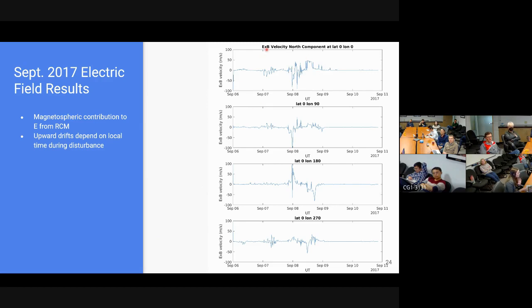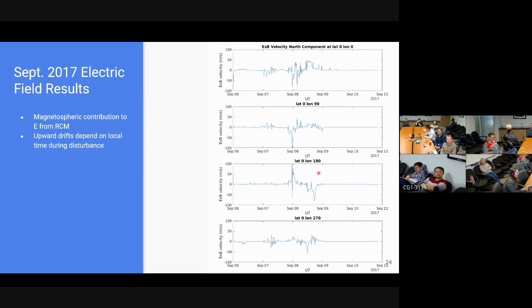And so we can see during the initial phase of the storm, pretty much all locations show some level of disturbance. And then this becomes much more dramatic as we enter the first and then second main phases of the storm. So we're seeing global electrodynamic disturbance as the result of the September 2017 storm, although the timing and magnitude depend on the local time at the time of the disturbance.